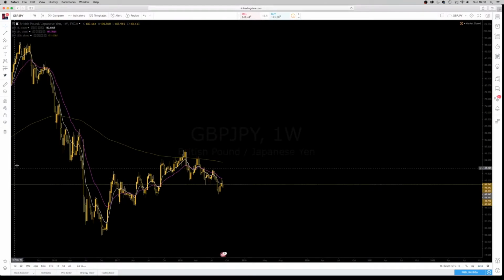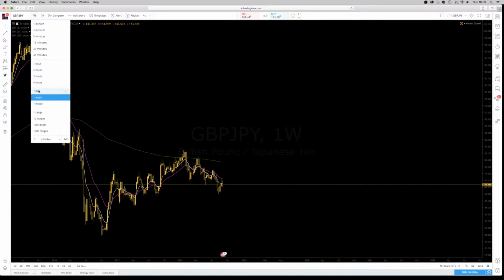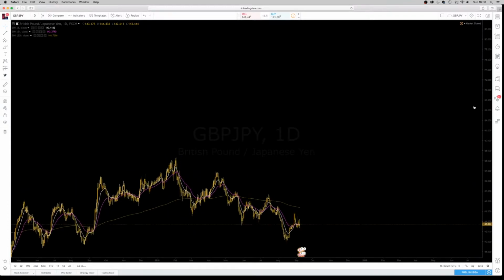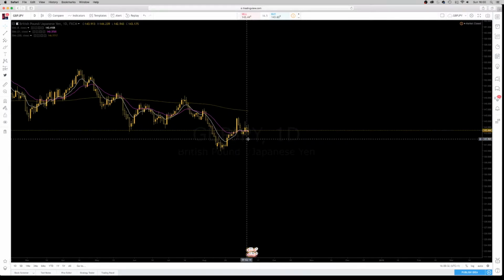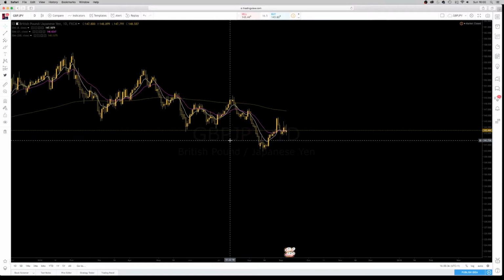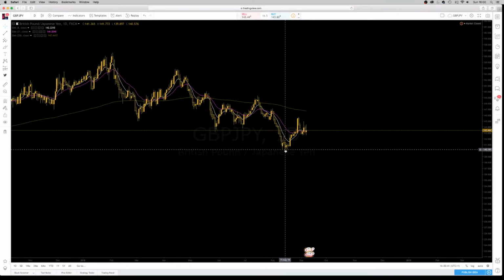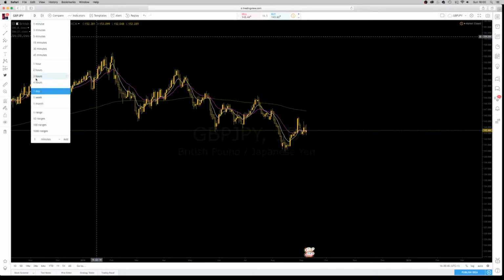Pound yen, again, not really been moving too much last week. More sort of sideways. If you think we come back down, ranged. So at the moment we are creating, well, lower highs. On the 4-hour, what have we got?